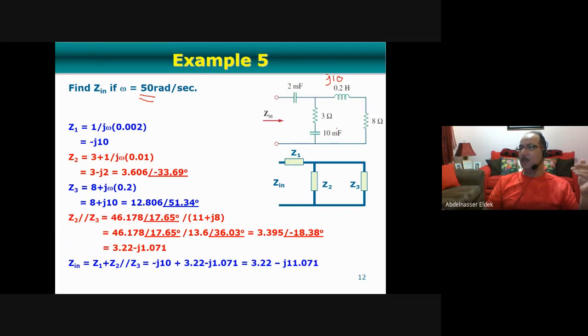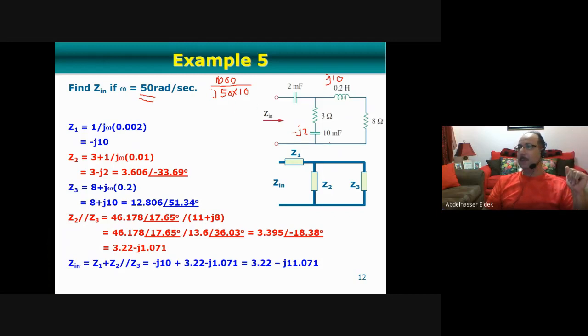And this one is 1 over j omega C, with omega 50 and C equal to 10 millifarad. Say 10, and you add 1000 on the top, or 10 to the power of 3. So it will be 1000 divided by 500, which is 2. So it will be 2 over j, which is negative j2. 1000 over 500 is 2, and 1 over j is negative j.